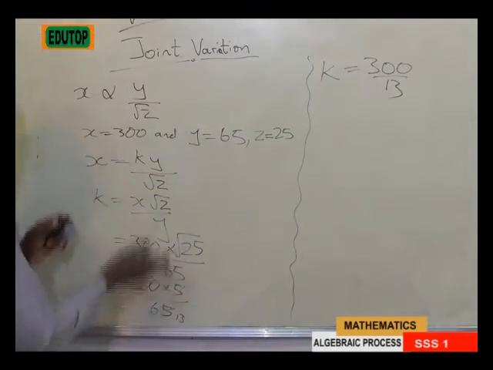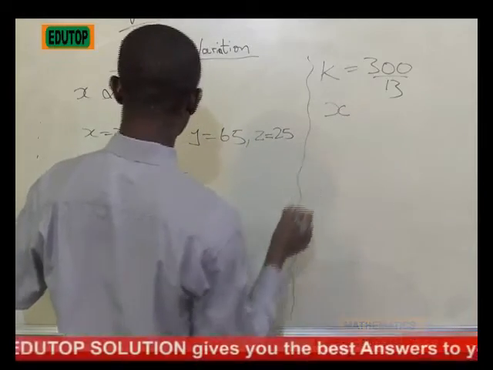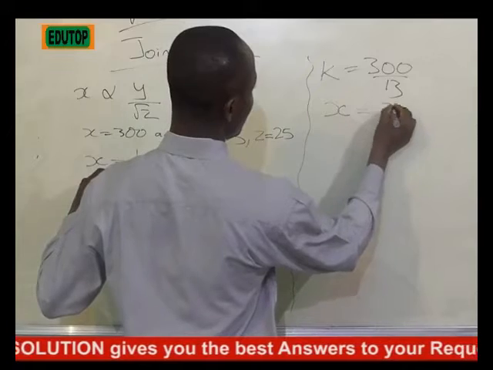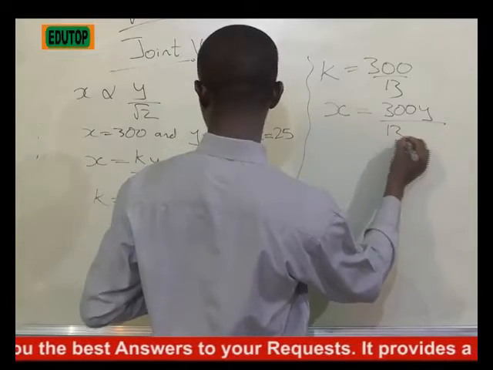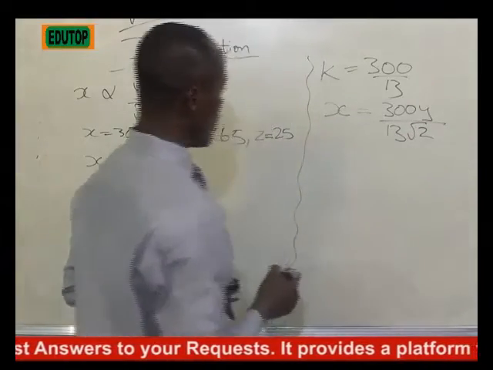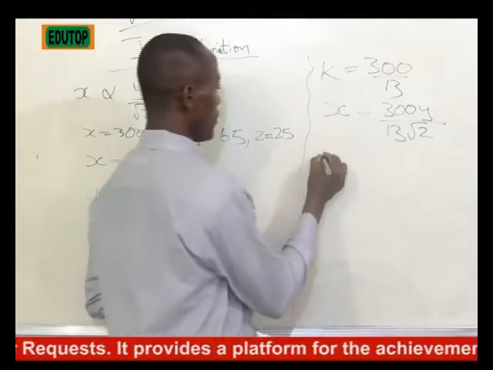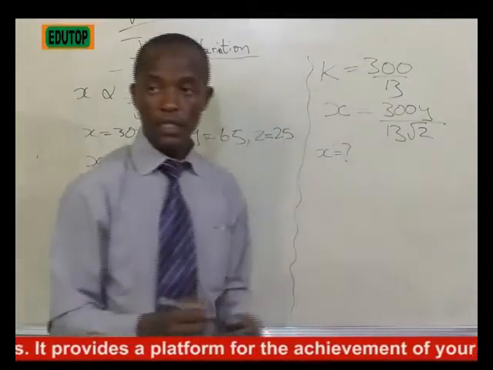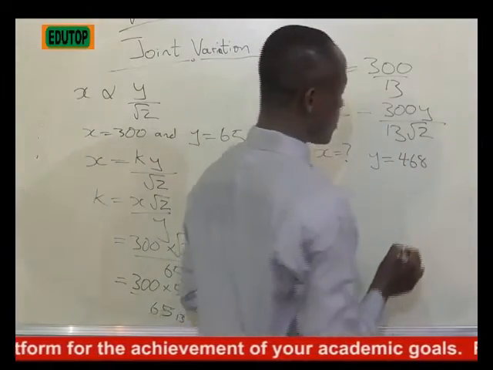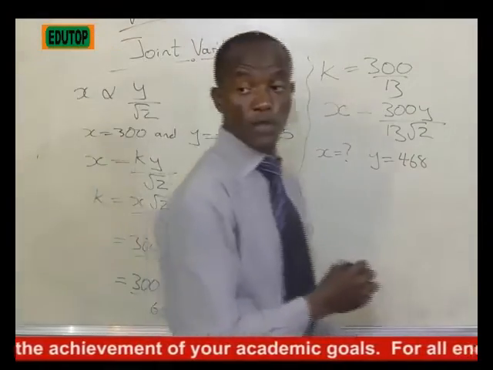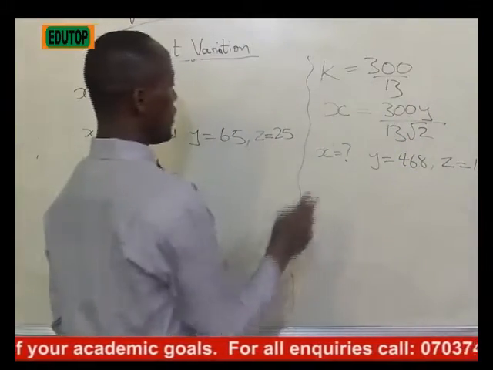We can now put that back into this equation and express it in terms of X, Y, and Z. It's equal to 300Y all over 13 root Z. Now, the questioner went further and said that we should find the value of X when Y is equal to 468, and Z is equal to 144. We have to find the value of X.